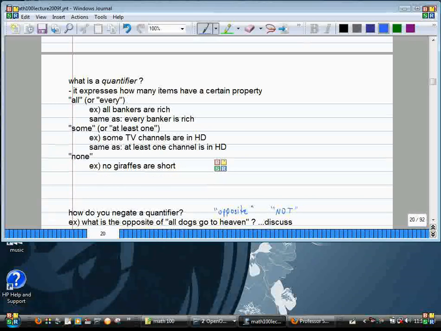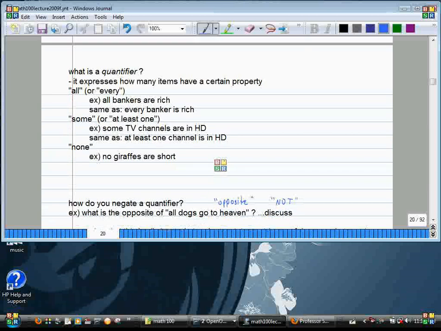So here's what we mean by the opposite or the negation. We have the statement, all dogs go to heaven. Under what condition would the statement, all dogs go to heaven, be false? If it's one dog that doesn't go to heaven. Exactly. All you need is one dog that doesn't go to heaven, and that makes this not true. Does that make sense? Okay.